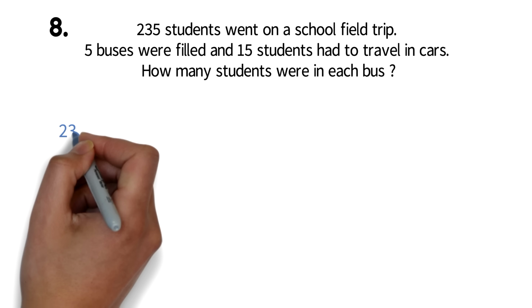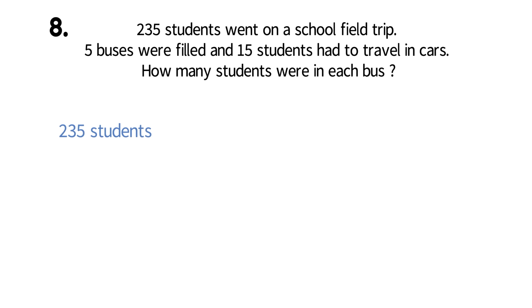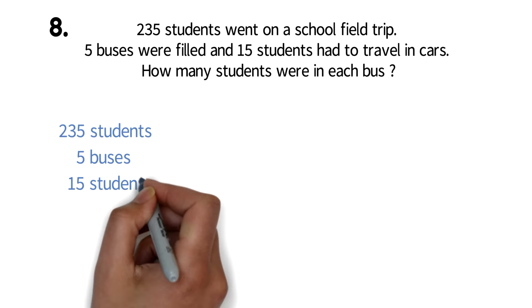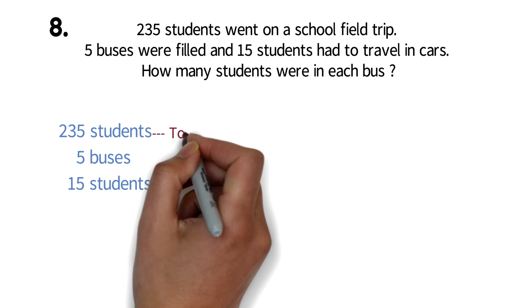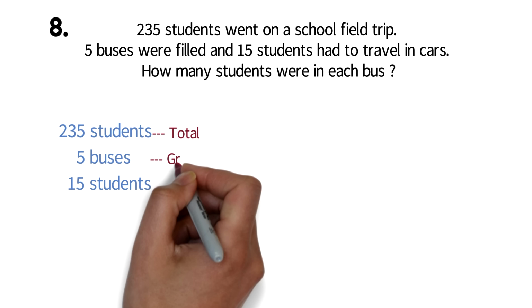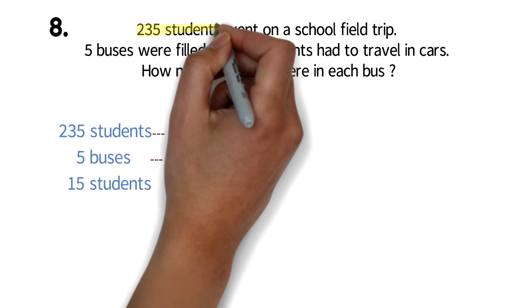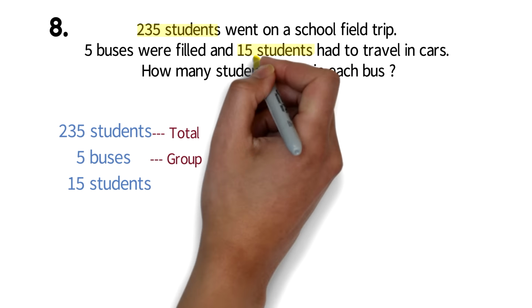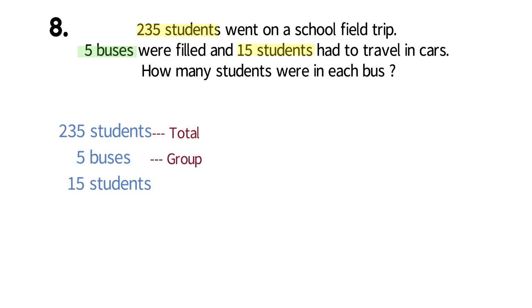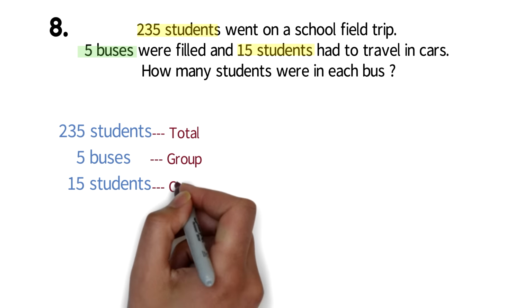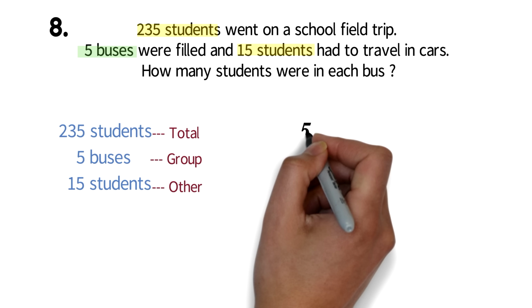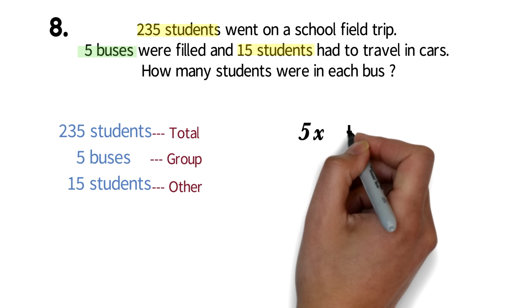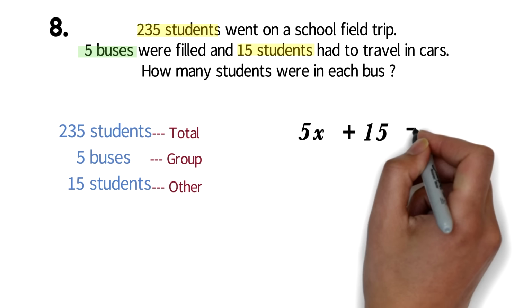The three numbers we have are 235 students, 5 buses, and 15 students. I'm sure you can identify all the parts. The total is 235 students. The group is students and buses. We said another easy way to identify this is that the two numbers represent students, but the group number represents buses. The value that was not part of the group was 15 students. So we can write our equation as 5x plus 15 equals 235.